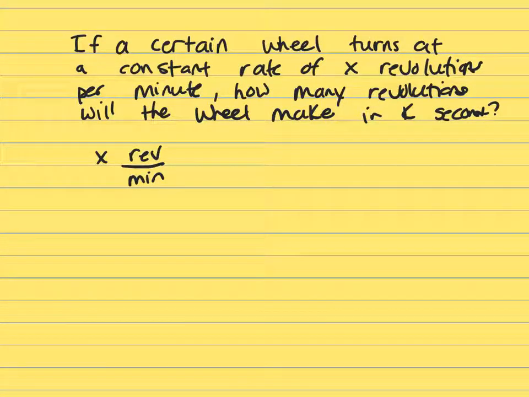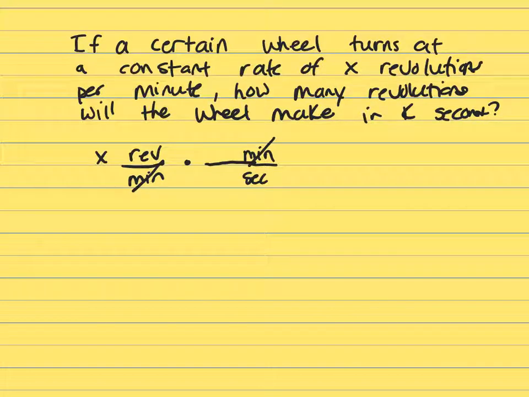In this problem, they want me to take the x revolutions per minute and change it to revolutions per second. So what you want to do is multiply this x revolutions per minute by some factor so that the minutes will cancel and you'll be left with seconds. So minutes has to be in the numerator here to cancel with those.